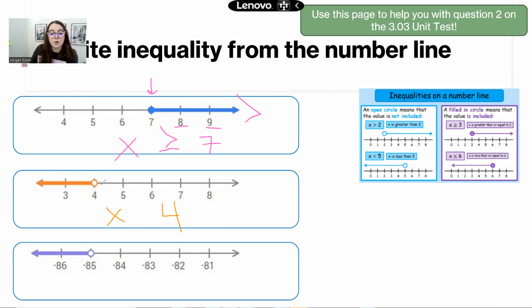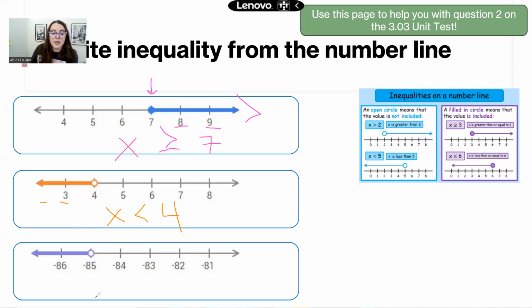I have an open circle here, so that means I'm using a symbol that does not have the equal bar under it. And this is going towards smaller numbers. So I know that x is going to be a value smaller than 4. x is less than 4.